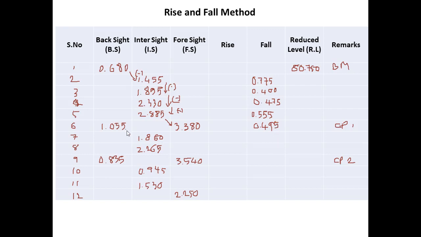Next, 1.055 minus 1.860, minus 0.805. Next, 1.860 minus 2.265, minus 0.405. Next, 2.265 minus 3.540, minus 1.275.